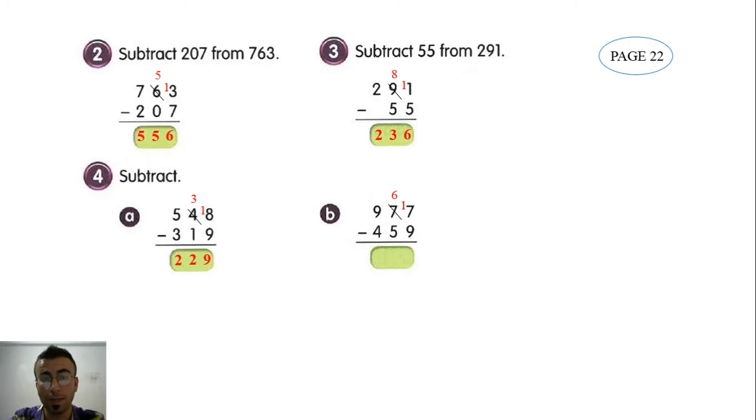Okay? Now we can subtract the ones. 17 minus 9 equals 8. Then we need to subtract the tens. 6 minus 5 equals 1. And lastly, we need to subtract the hundreds. 9 minus 4 equals 5. 518. Okay?